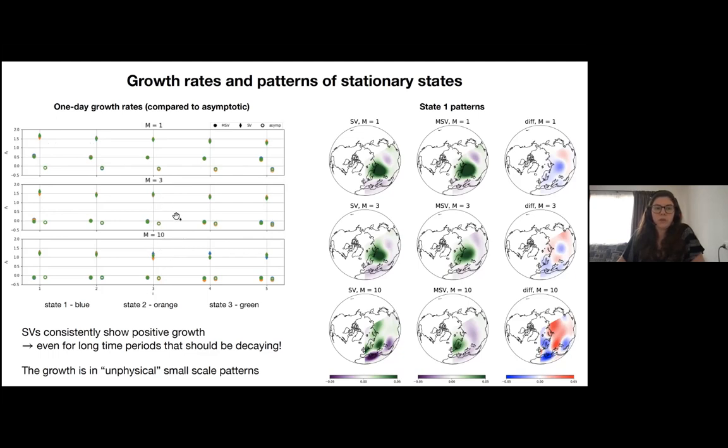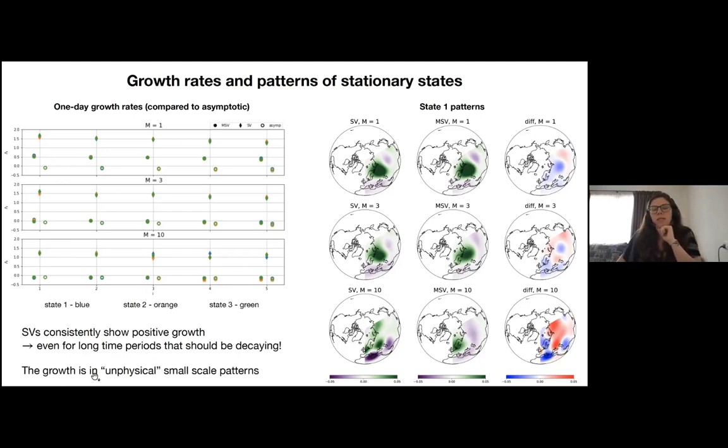And then as you increase that window, eventually that growth rate will converge. However, you notice that even when you increase that window to 10 days for the SVs, that growth is still quite high, a relatively large growth for a one-day growth, which is not really what you want when you're trying to optimize over that 10-day period in weather prediction. You really want to find the thing that's going to grow over that 10-day period. So constantly showing positive growth, it should be decaying even for long time periods.